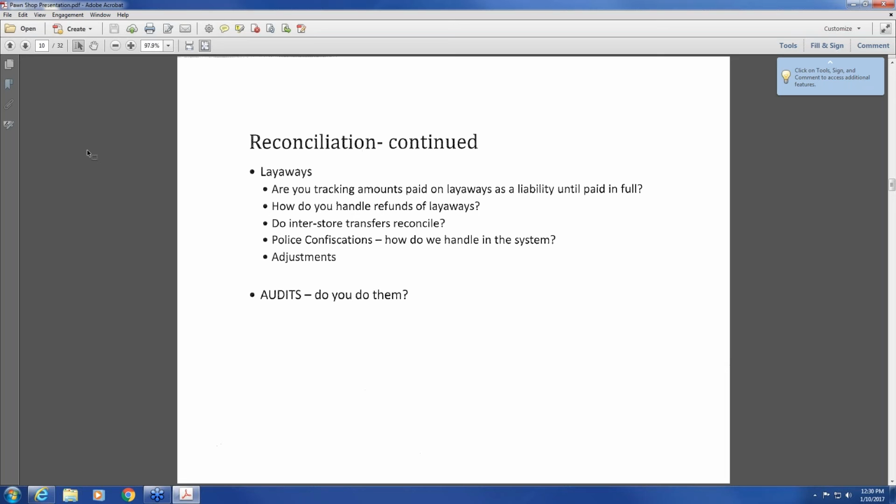Not saying you need to do it on every item, but you need to pick some items and go back to the beginning and make sure that whether it came from pawns originally or it came from an inventory purchase originally, that what it says it is and what I've got out here are still the same thing, and for the amount that it's supposed to be.